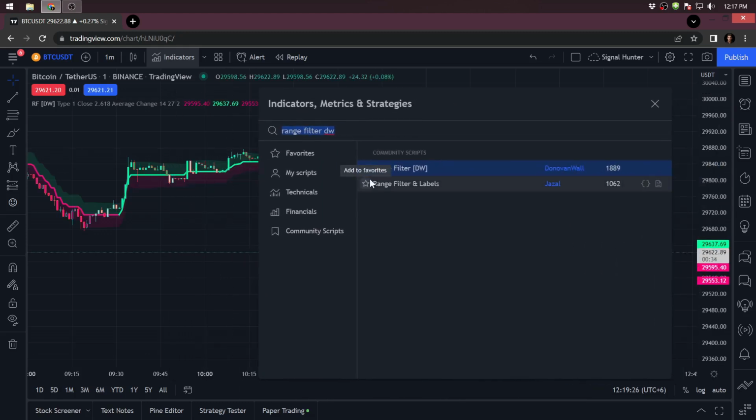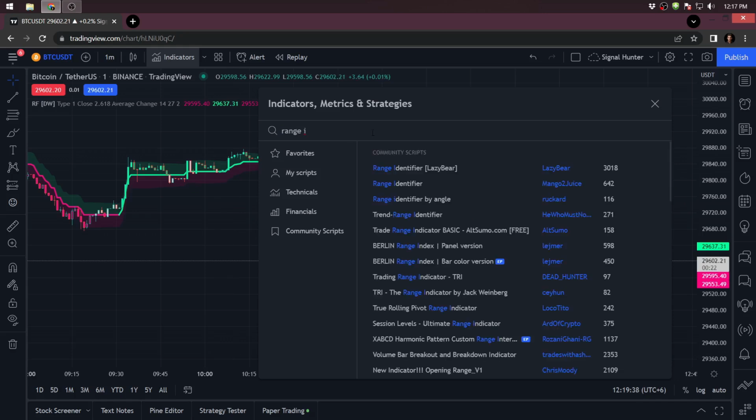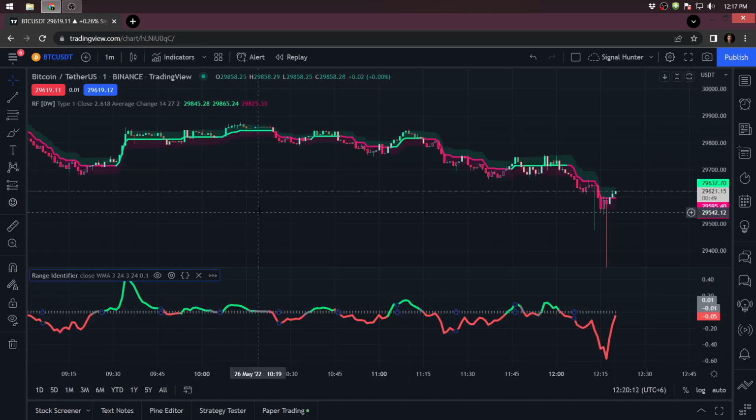So now I have to add the second indicator, Range Identifier. So I simply write here range I. Once I write it, you can see one indicator by Mango Juice, Range Identifier. So I again simply click to add it on my chart as well. Okay, we have successfully added our two powerful indicators. Now I have to set up the two indicators for cash signals and to look more attractive.